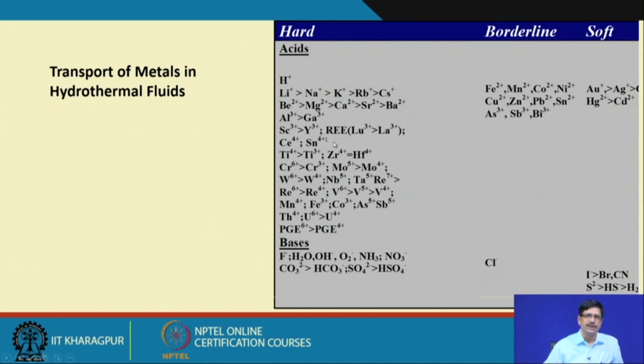Now, what does it tell us? Without getting into much of the theoretical details, it gives us a broad framework to understand that hard acids are likely to combine with hard bases to form their complexes. Borderline acids will combine with the borderline ligand to form their complexes. That is how we could correlate that lead 2+, zinc 2+, copper, they will form their chloride complexes, and soft metals like gold, silver, mercury will readily form their bisulfide, sulfide kind of complexes.